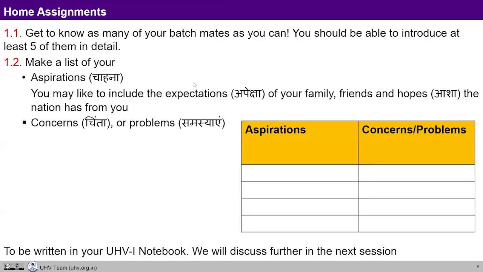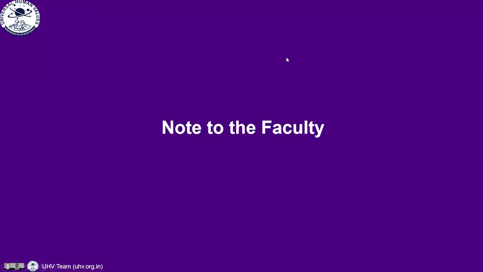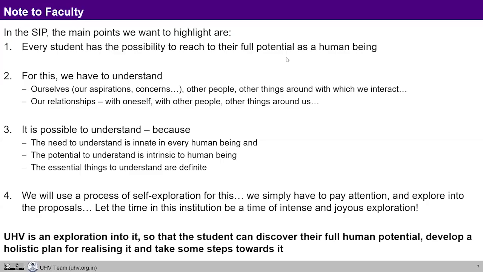Now the home assignment could be like get to know as many of your batchmates as you can, and you should be able to introduce at least 5 of them in detail. And then they can be asked to make a list of their aspirations and concerns. So on one hand, we can write our aspirations, our desires, and then the concerns we have or the problem that we are facing today. So we can share some example here and allow the student to go further and make that complete list.